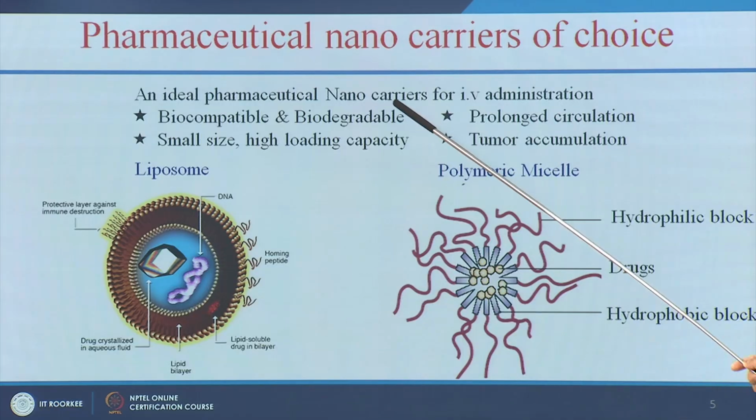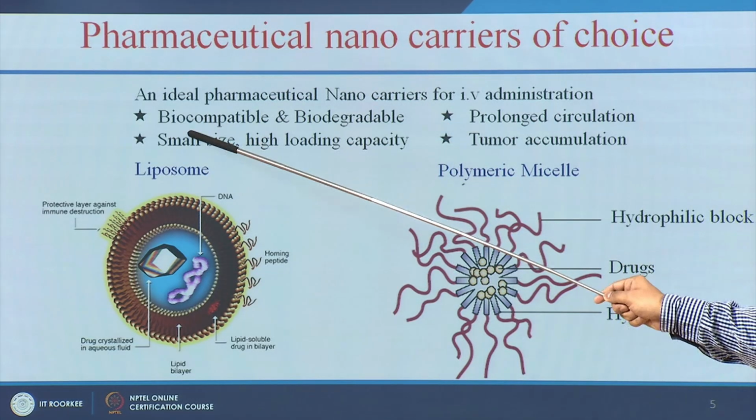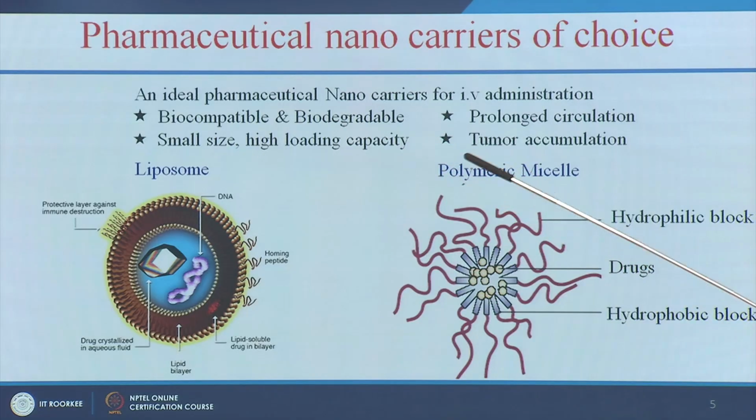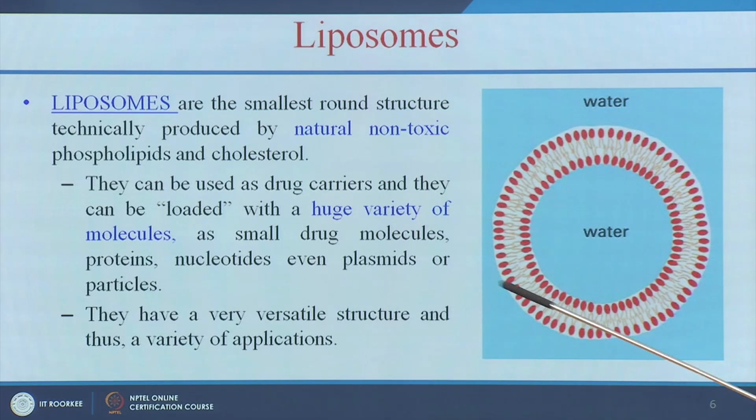So why are we using lipids as nano carriers for drug delivery application? Because they are biocompatible and biodegradable, they have a high loading capacity, and they also have other properties like prolonged circulation and tumor accumulation. So let us see what are liposomes.